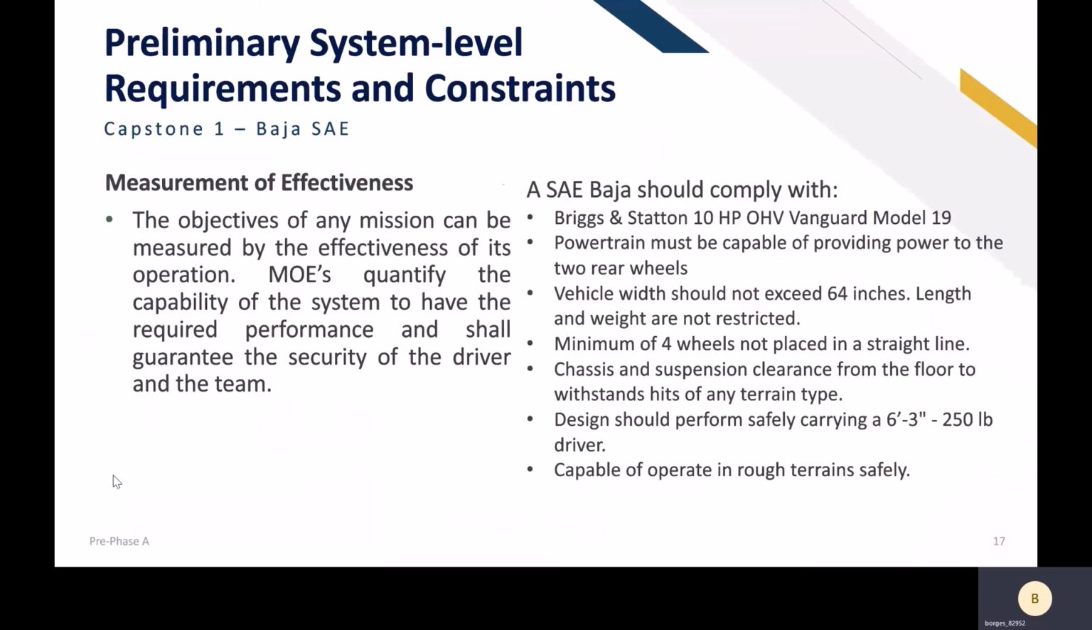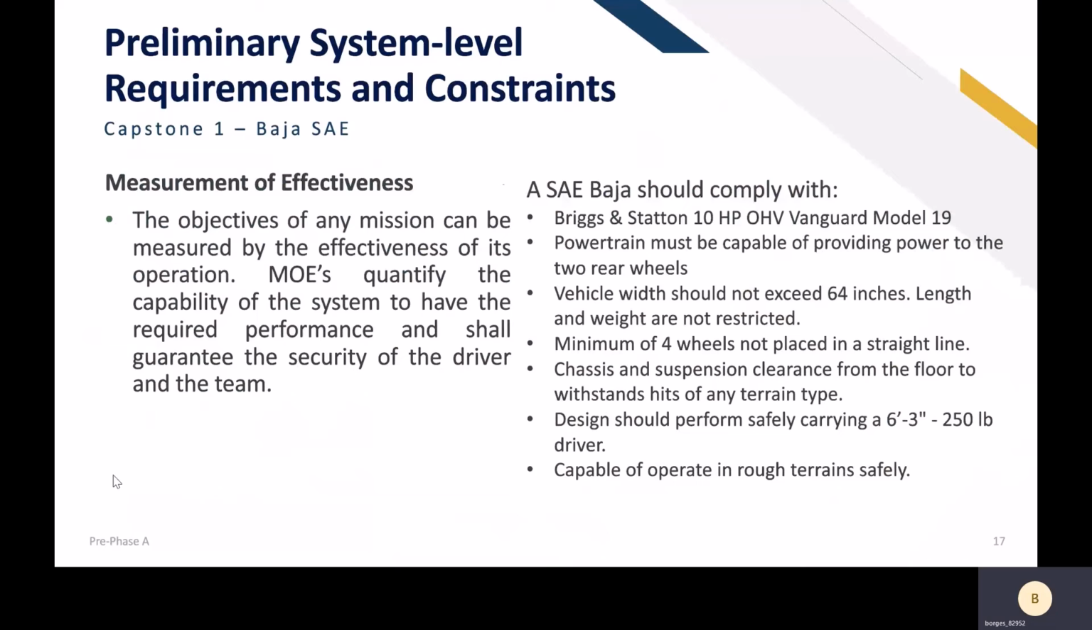Vehicle width should not exceed 64 inches. The length of the car and the weight are not restricted, but designers should consider that the race courses are made for cars 120 inches long. A minimum of 4 wheels is permitted for the car, and they should not be placed in a straight line. You can have more than 4 wheels if you want, but they should not be placed in a straight line. Chassis and suspension clearance from the floor must withstand hits of any terrain type.